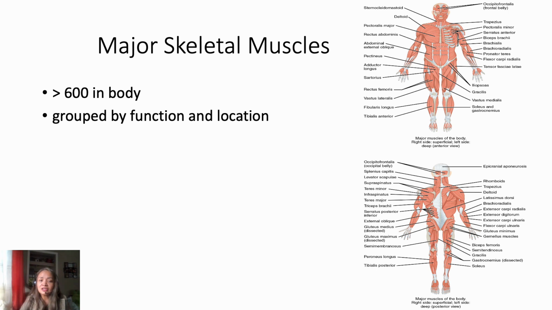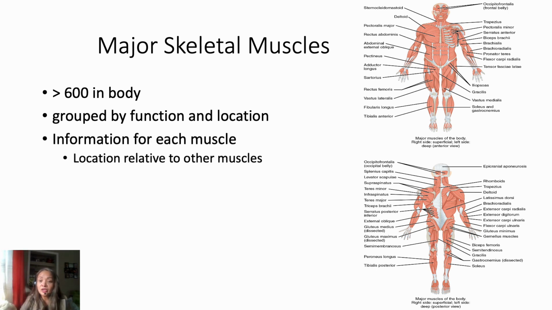Muscles are grouped by function and location, and when we study the muscle, it's important that we know its location relative to other muscles, but also identify the bone attachments. The attachments are the origin and insertion.